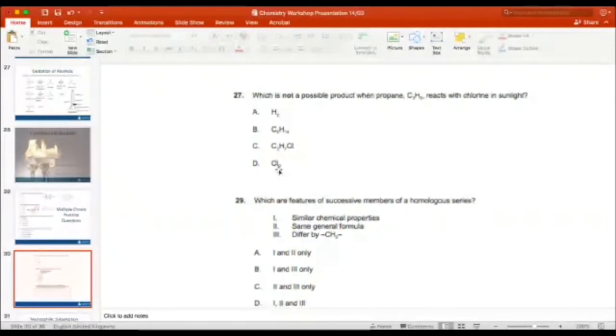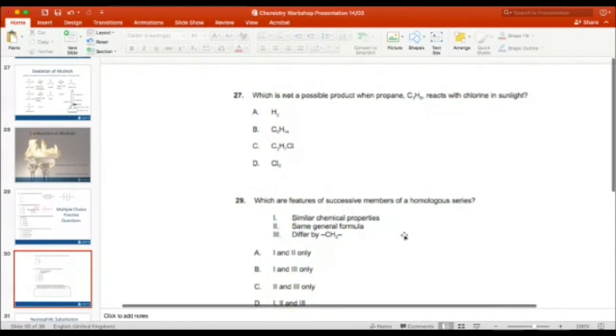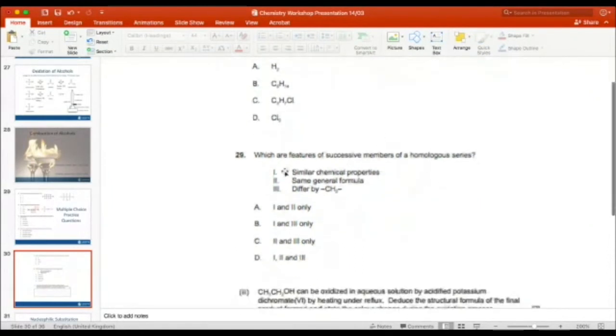B, you can't read it, but it's basically just 2 propanes coming together, which again, remember, it's a possibility, because if you've got 2 propyl free radicals, they will just combine and make that molecule, so it's got to be A. Features of successive homologous series, this is just learning. We said it's similar chemical properties, same general formula, differed by CH2, so it's all 3 in D.